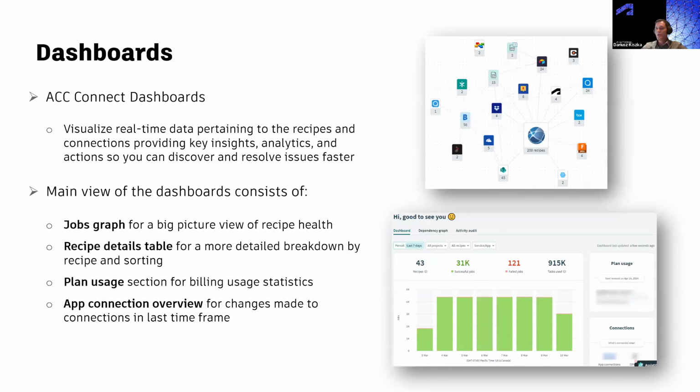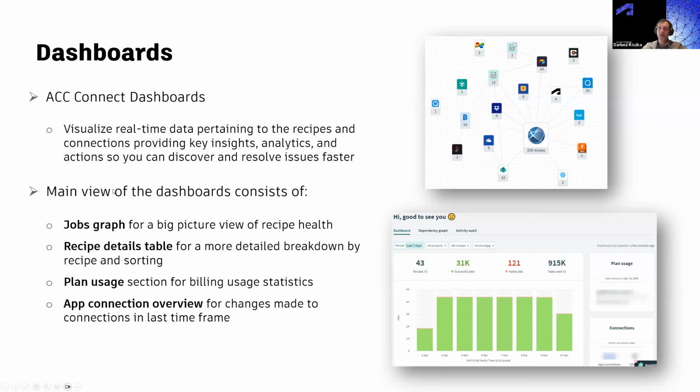So in the dashboard modules, it gives you the insight into your recipe performance. It tracks your connection health. It allows you to monitor the health of your integrations. And in the ACC Connect dashboard, you can control real-time activity in the form of visualization. So you can see what the task consumption is, how many recipes are successful, how many of them have failed. We can spot any potential issues early, and we can track overall usage and the success rate.